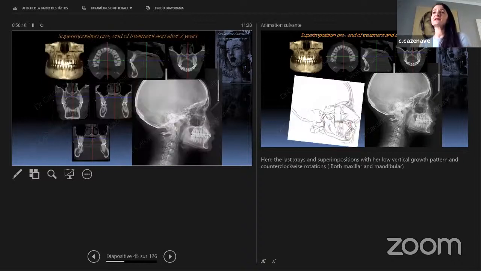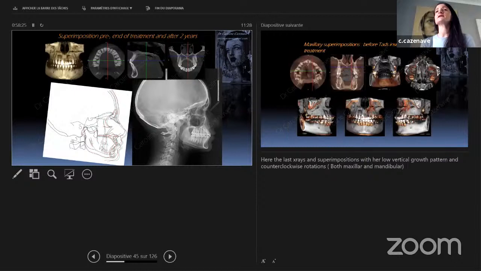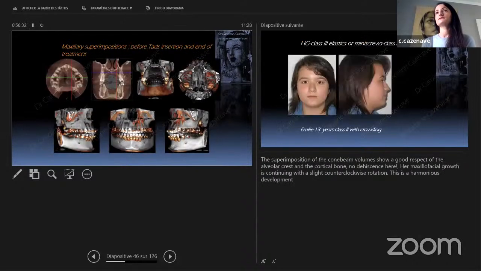Here are the last X-rays and superimpositions with a low vertical growth pattern and counterclockwise rotations, both maxillary and mandibular. The superimposition of the condyles shows a good respect of the alveolar crest and the cortical bone. No descent here. Our maxillofacial growth is continuing with a slight counterclockwise rotation. So this is a harmonious development.